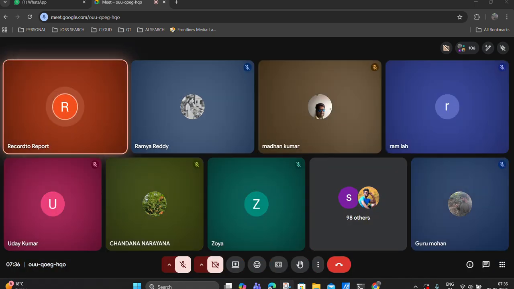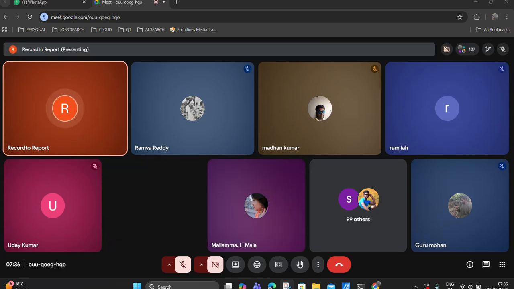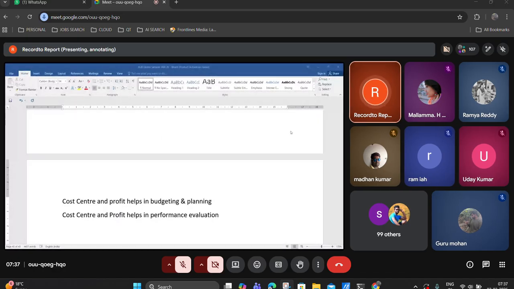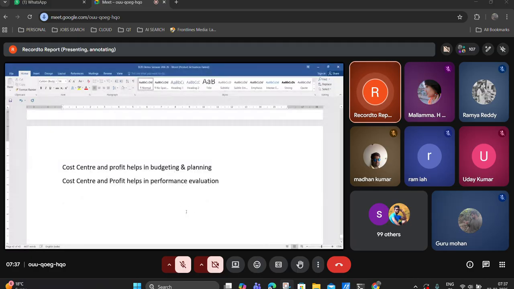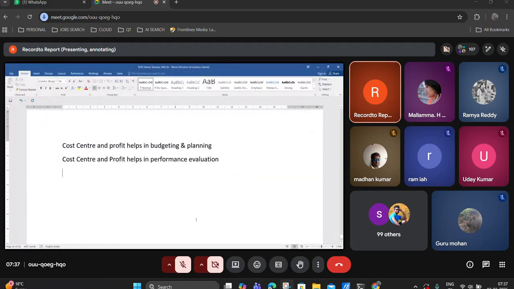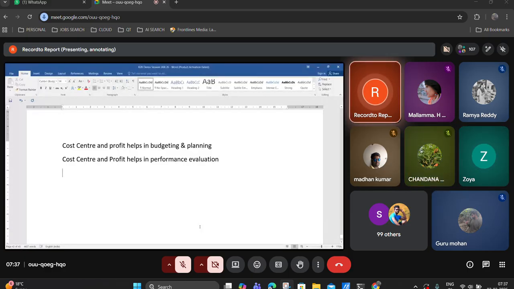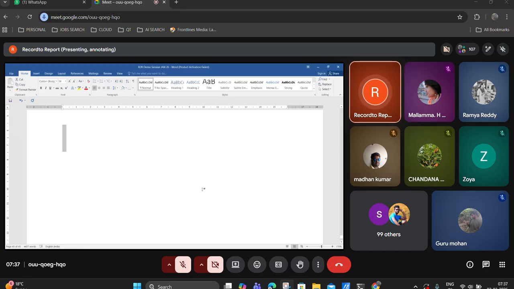For example, the total rent paid by a company, guys. The company is paying 1 lakh rupees. Is that particular office rent used only for the production department, guys? No, there are multiple departments using the office. So while processing the rent entry in real time scenarios, let me explain what we need to do.